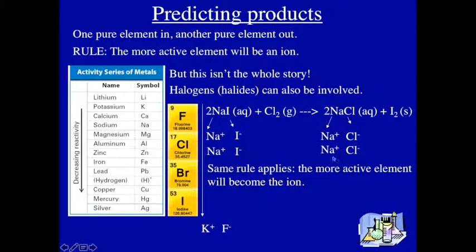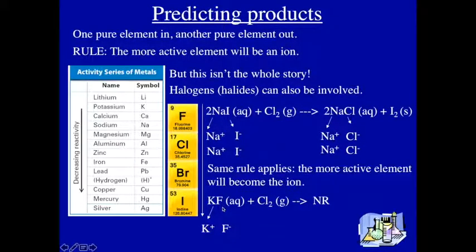In this case, with the halides, the same rule applies. The more active element will become the ion. Now, here where I have a little bit of an animation that needs to be fixed, I have potassium fluoride. This has a minus charge. This has a neutral charge. There would be no reaction because fluorine is more active than chlorine. So whatever element is the ion will stay the ion if chlorine is bubbled through a solution of potassium fluoride.